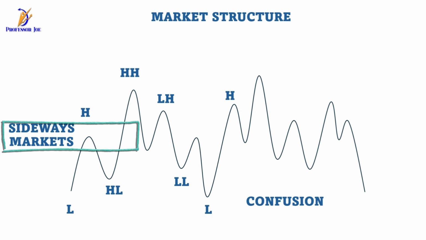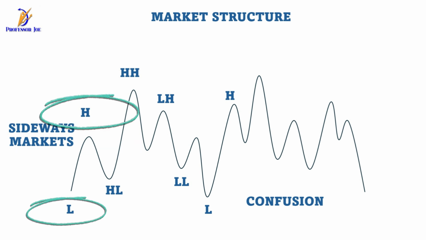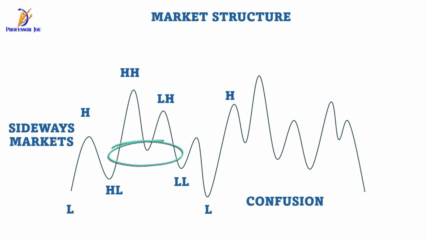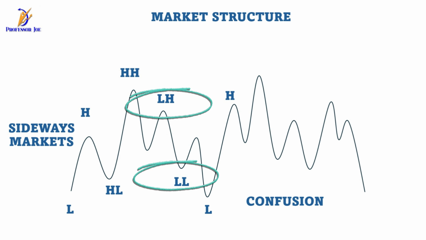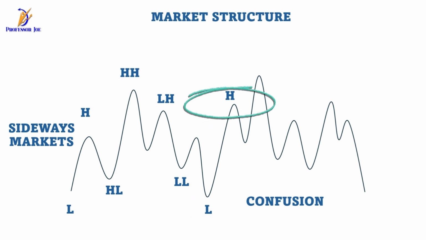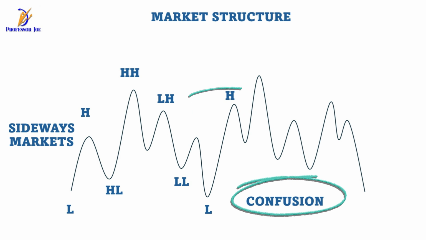Now, when the market structure looks something like this, confusing, we can consider that the market is in a sideways market. So there is a low, there is a high, there is a higher low, there is a higher high. Then the price comes down, it creates a new higher low. But then this time the price does not create a new high. Then it comes back, creates a lower low, and the price creates a lower high. Then it's creating a new lower low. But then again the price creates a new high.